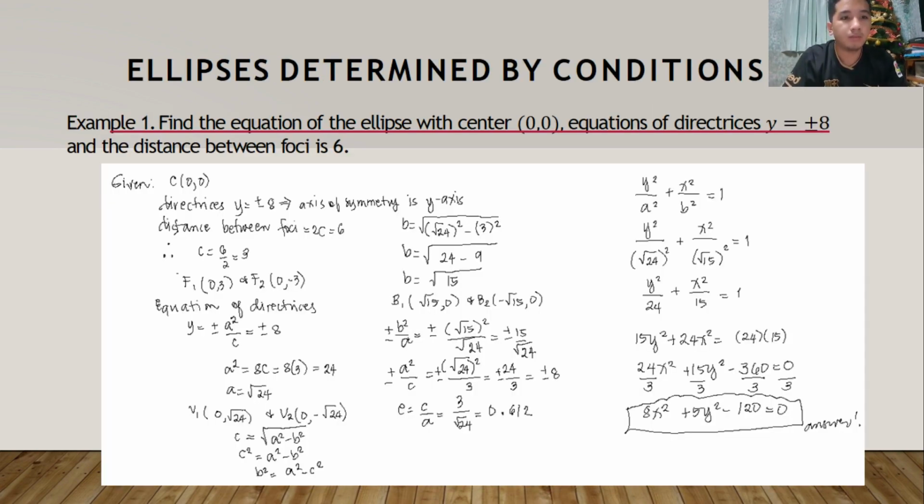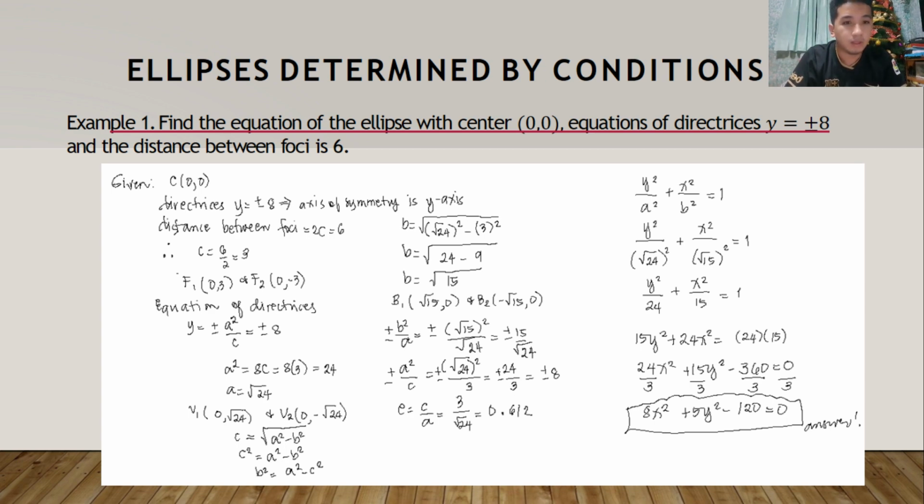Ellipse determined by condition. And this will be our example. Find the equation of the ellipse with center (0, 0), equations of directrices y equals plus and minus 8, and the distance between foci is 6. So our given is C at (0, 0). Directrix is y equals positive and negative 8. Axis of symmetry is the y-axis. Distance between foci equals 2c equals 6.